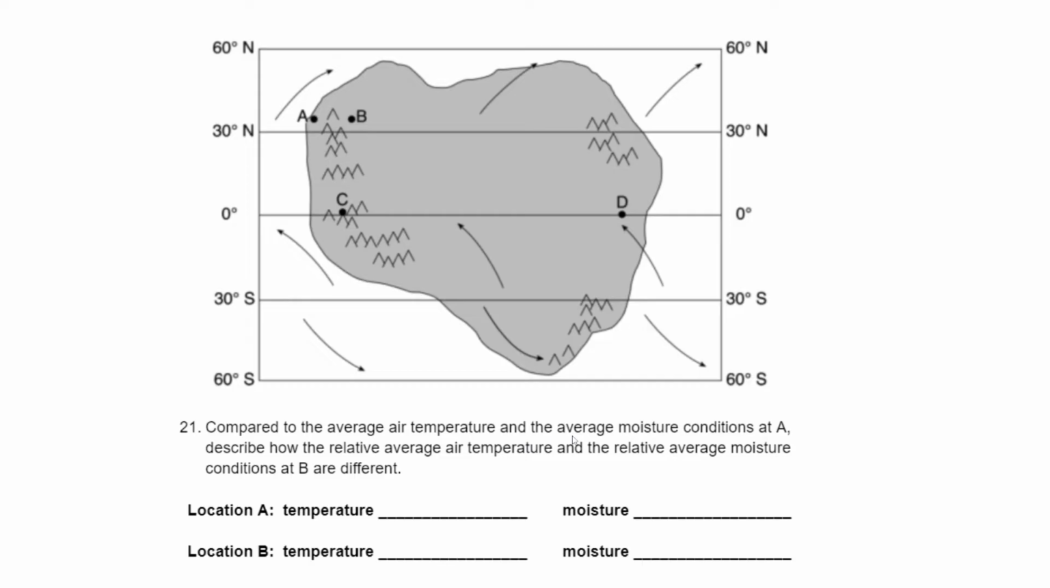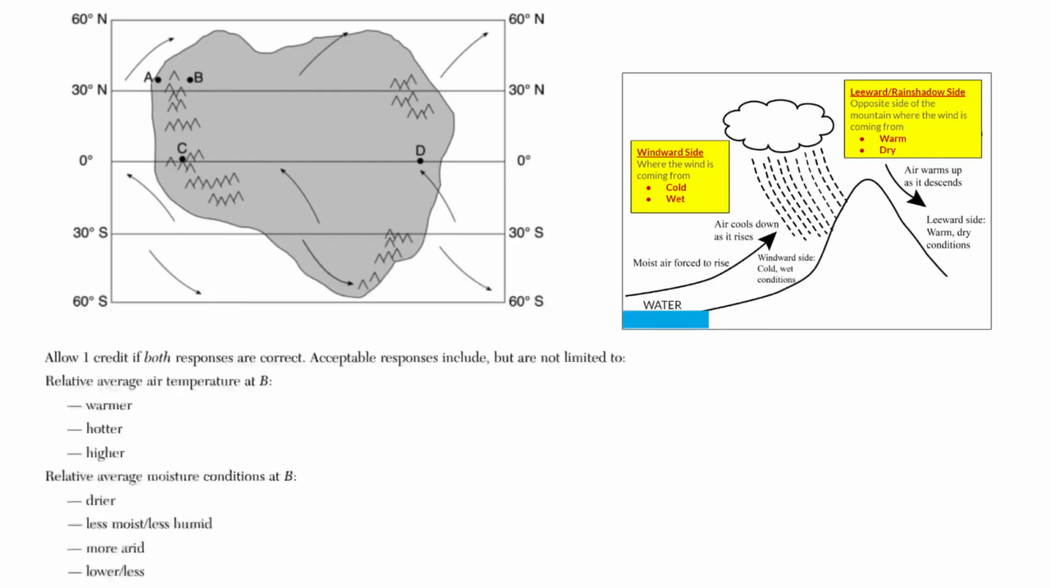Compared to the average air temperature and the average moisture conditions at A, describe how the relative average air temperatures and relative average moisture conditions at B are different. Pause this video. The correct answer is, start with location B right here. Location B is on the other side of the mountain, right? Notice that we have water near A, and the winds are coming from near A, going above the mountain and sinking near B.